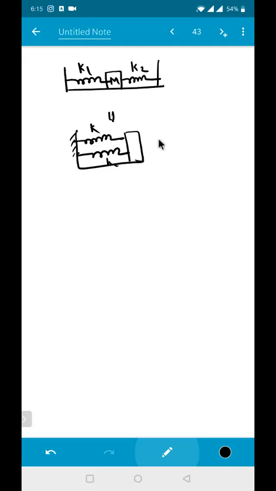K1 and this one is K2, and this is moving by displacement x in this direction, and this is also moving by displacement x in this direction. So both of them are in parallel combination. So K effective here will become how much? K1 plus K2.